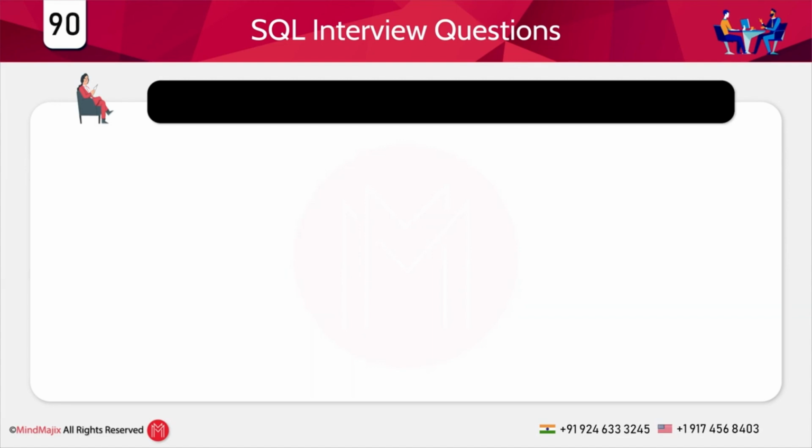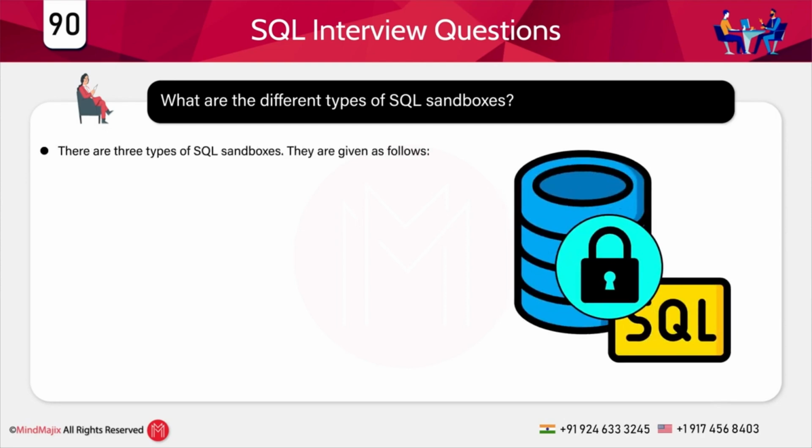The next question over here is, what are the different types of SQL sandboxes? Basically there are three types of SQL sandboxes, such as safe access, unsafe access, and external access sandbox.